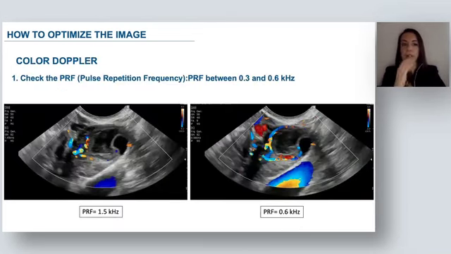What about color Doppler examination? Two important points. First one, check the PRF. The PRF should be in between 0.3 and 0.6. We can see here a color Doppler image of the ovary with the corpus luteum, and the PRF was at 1.5. The same image, but with the PRF at 0.6, we can observe the ring of fire of the corpus luteum. So this is the correct image.